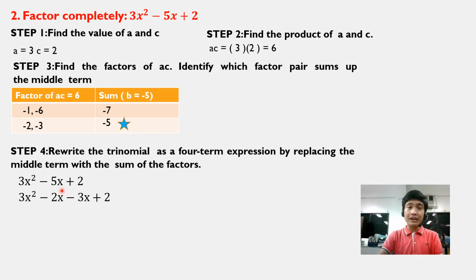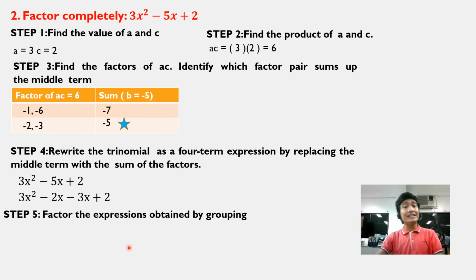So, pinaghiwalay lang natin yung middle term gamit ang nakuha natin sa step number 3. So, that is our step number 4. Let's proceed to our step number 5. It states there that we need to factor the expressions obtained dun sa step number 4 by grouping. Okay? Factor the expressions obtained by grouping.